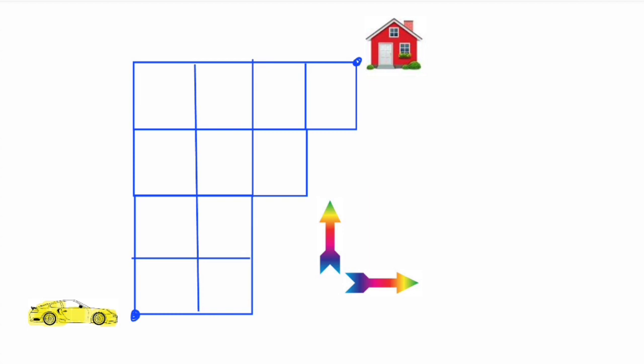You can pause the video and think about the question. After a while, we will discuss the solution.